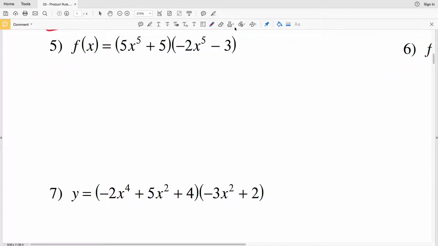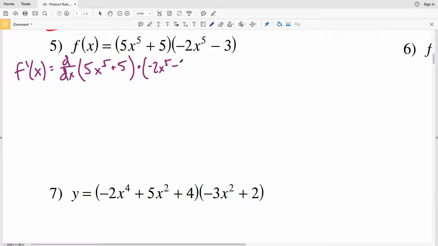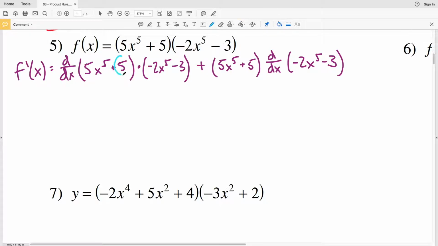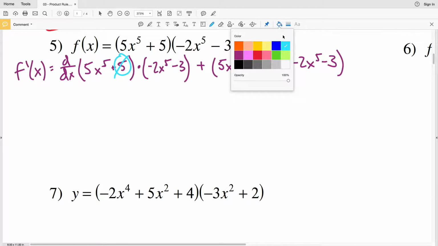On to number 5. The derivative of f of x is going to equal the derivative of my first binomial, 5x to the fifth plus 5, times my second binomial, negative 2x to the fifth minus 3, plus my first binomial, 5x to the fifth plus 5, times the derivative of that second part, the second binomial, negative 2x to the fifth minus 3. Now 5 is a constant, so that's going to go to 0.